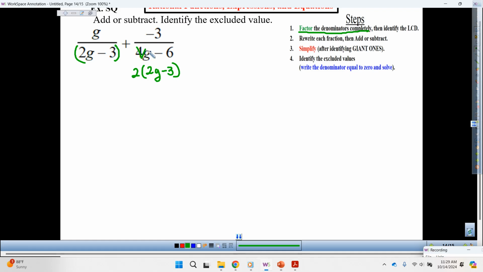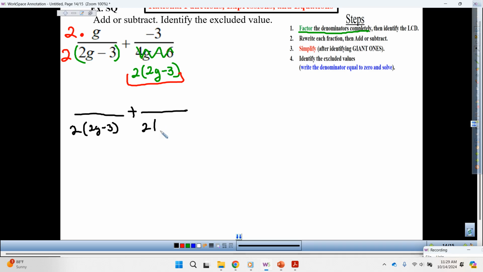All right, so we no longer use this one. We use this one. So question, look up. What does this one have that this one needs? Nothing, because they already have it. But what does this one have that this one needs? The 2. So we multiply it times 2 here and times 2 there. So let's rewrite it. See what we have so far. We have 2 parentheses 2g minus 3, 2, 2g minus 3. What do we have in the numerator on this one? 2g, and over here, negative 3.